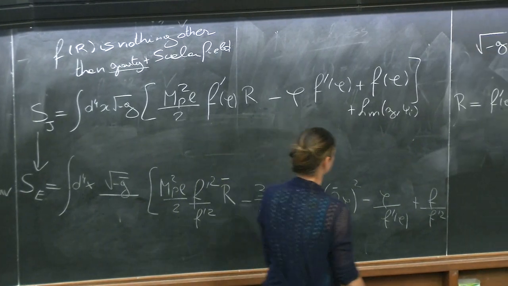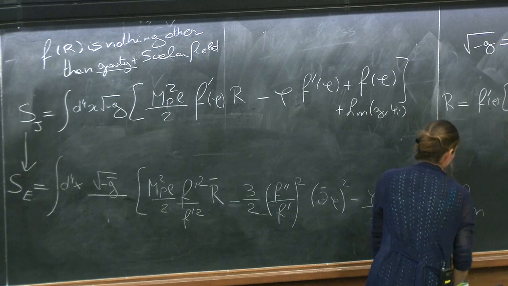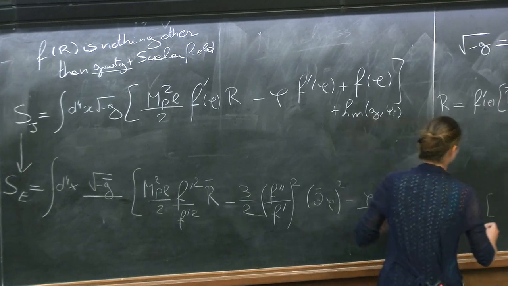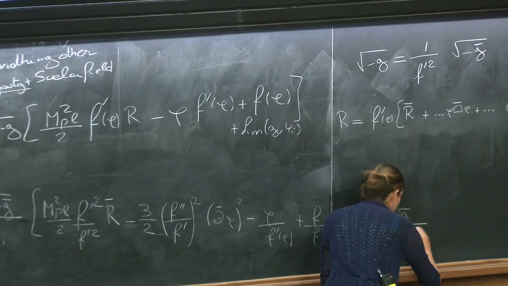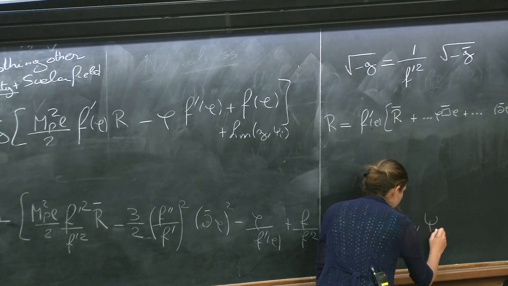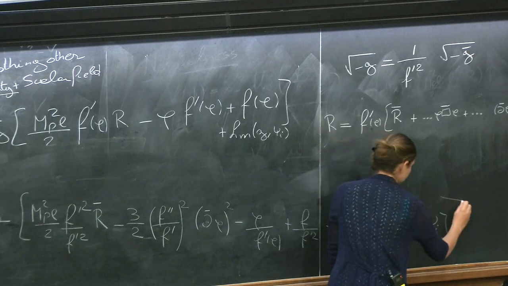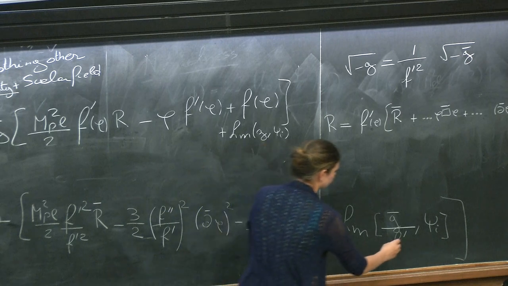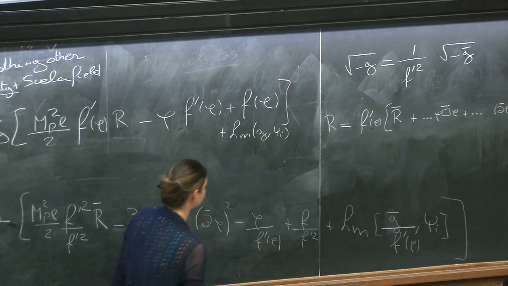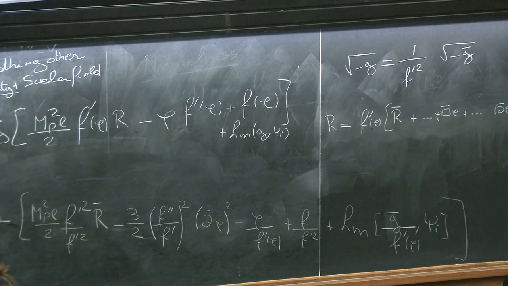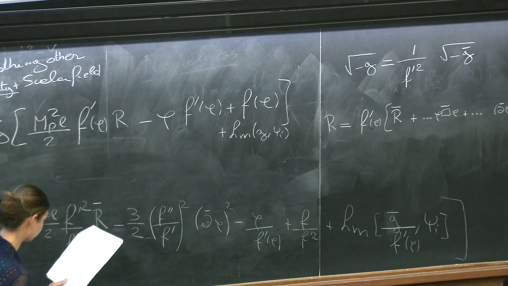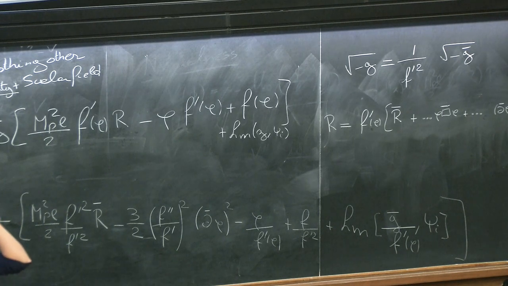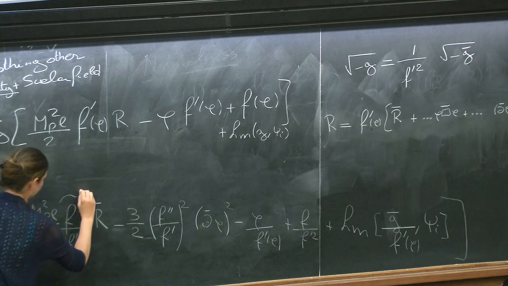And now the coupling to matter occurs with g, which is equal to g bar over f prime. So we see that we end up with, this is just equal to 1.